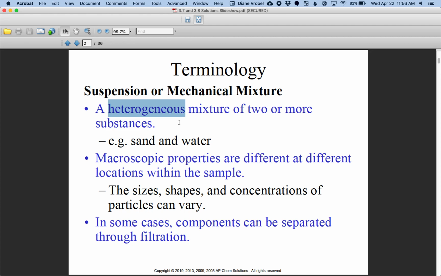Obviously together they don't form one phase, one liquid phase or one solid phase or one gas phase. With a suspension, we're talking about macroscopic properties, so we can see the fact that it's not all one phase. That's more evidence of it being a suspension. And typically, with a suspension, you can separate it by filtration, so maybe using a funnel with filter paper.